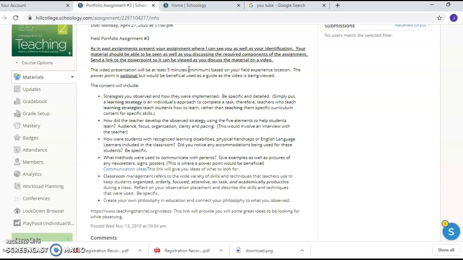Have somebody video you next to your computer so you can have a PowerPoint if you want. PowerPoint is optional for assignment, but a lot of times when you're videotaping it is beneficial. Okay? So I need to be able to hear it. I don't necessarily need to be able to see it since PowerPoint is optional. So what you're giving me is materials you should be seen, discussing the required components of the assignment. Send a link to the PowerPoint so it can be viewed if you make one.